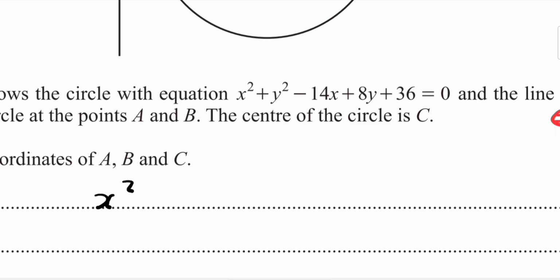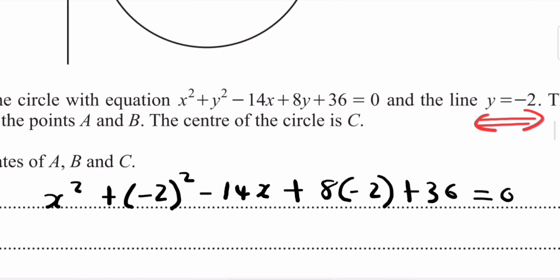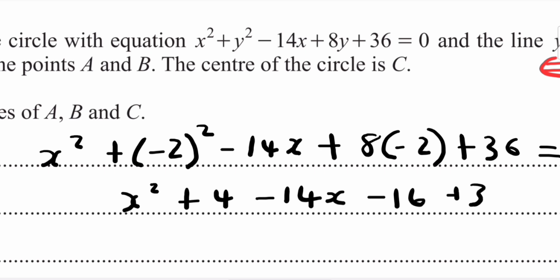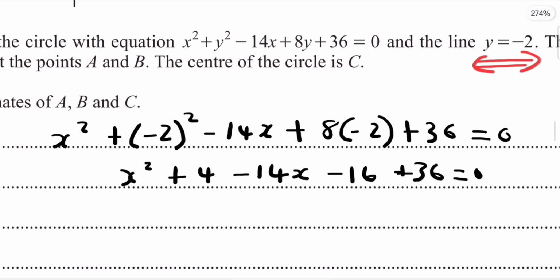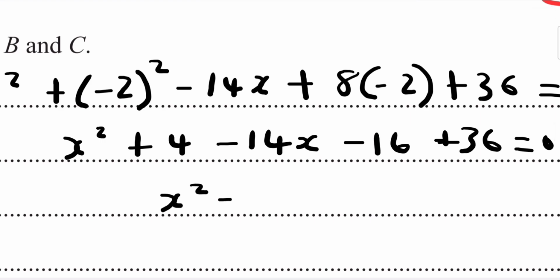x squared plus minus 2 squared minus 14x plus 8 times minus 2 for y plus 36 equals 0. Right? Simplifying this, we get x squared plus 4 minus 14x minus 16 plus 36 equals 0. Right, and simplifying this further, we get x squared minus 14x plus 24 equals 0, like that.